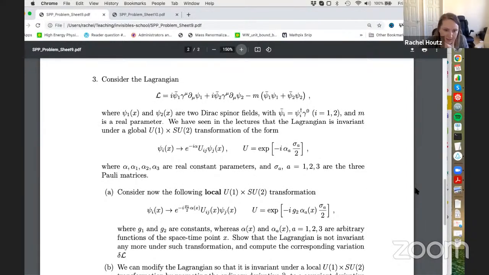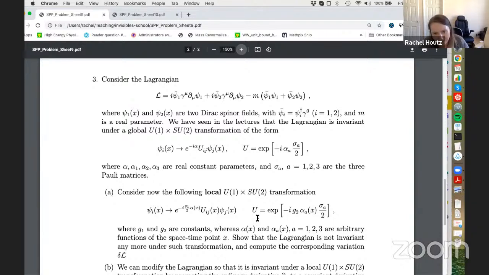And so for part A, it's going to say, okay, so we know that this Lagrangian is invariant under a global transformation, but now consider a local transformation, where it's exactly the same transformation as in the introductory description of the problem, except now we're going to say that these parameters that were constants before are now dependent on spacetime. So alpha becomes alpha of x, and then very generally the matrix U_ij is U_ij of x.